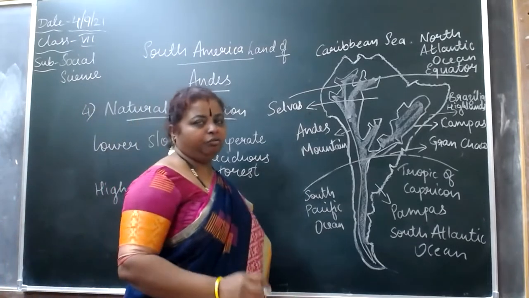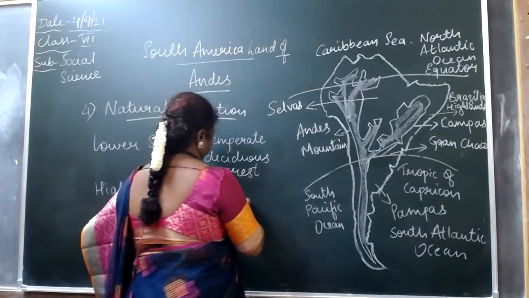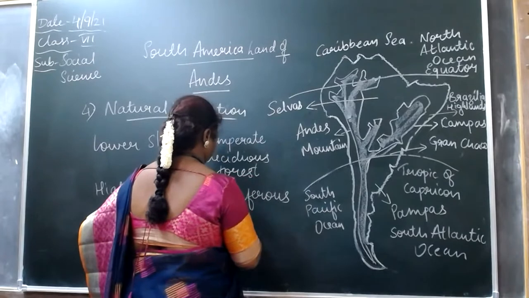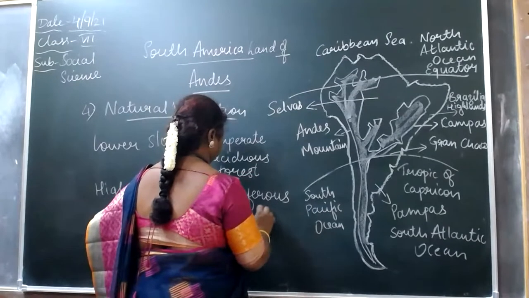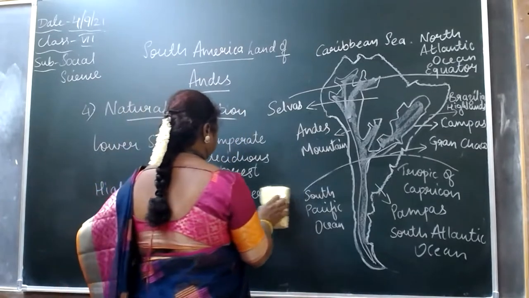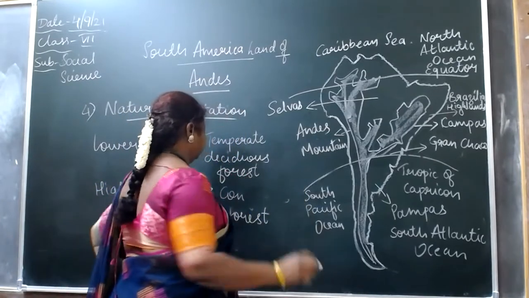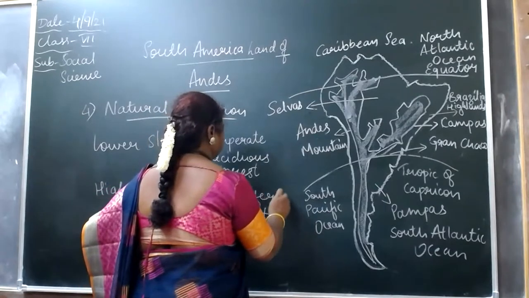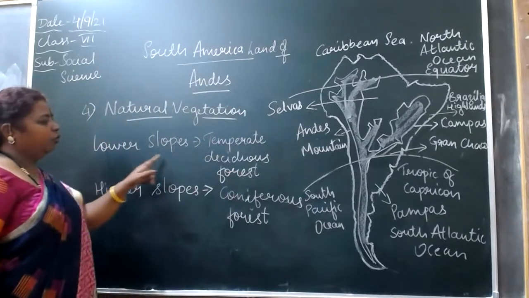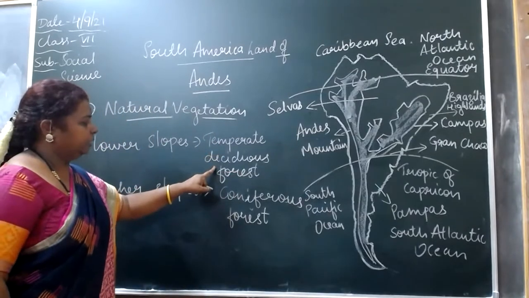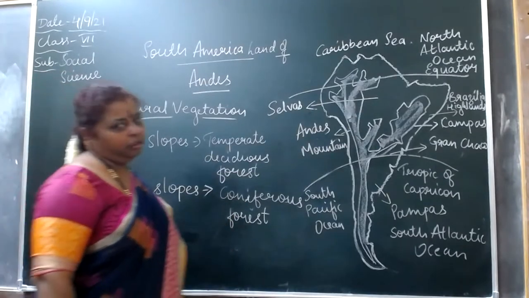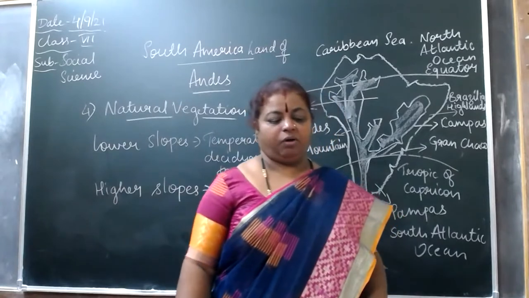Higher slope, we get a coniferous forest. So, what we are getting here in lower slope is a temperate deciduous forest, and in higher slope we are getting coniferous forest over there.